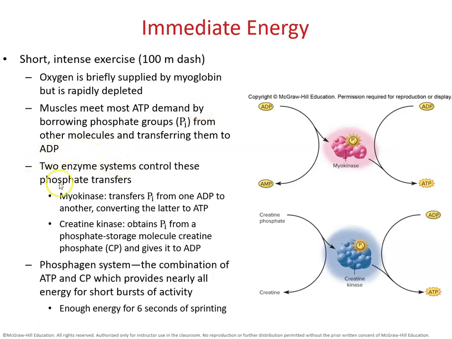So it starts using these two enzymes. The two enzymes specifically work with transferring phosphates. So we have myokinase and creatine kinase. Okay, so these two things make up the phosphagen system. So this is kind of the second ATP producing mechanism your body uses after ATP from oxygen from myoglobin is used up.